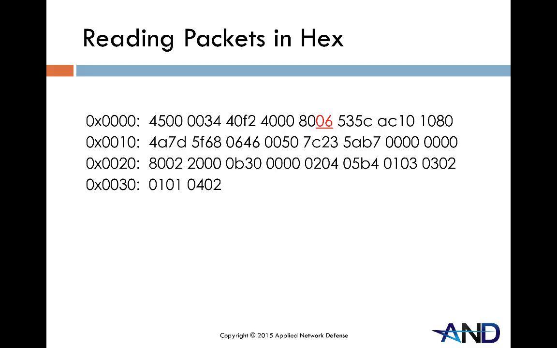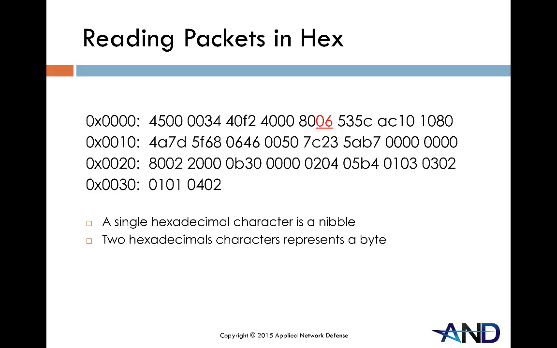Now, to reiterate a couple of points I've already mentioned, first of all, a single hexadecimal character is a nibble, and 2 hexadecimal characters represents a byte. So in this case, I have the byte highlighted here, 06. That's 1 byte, with 6 being the lower order nibble and 0 being the higher order nibble of that byte.